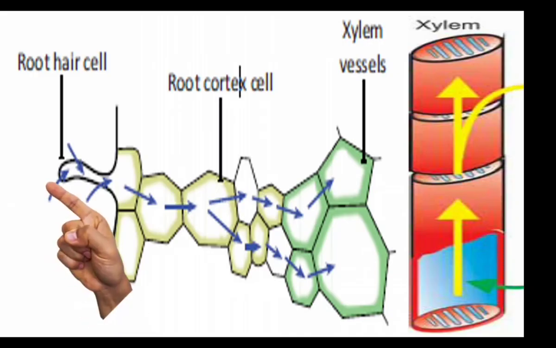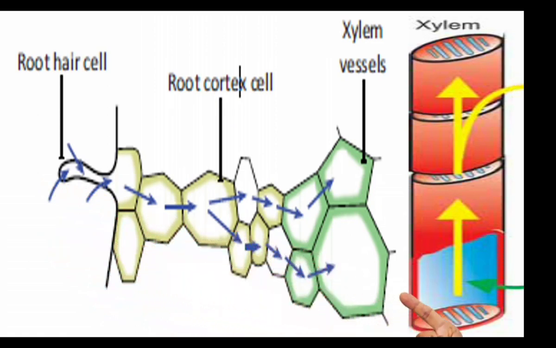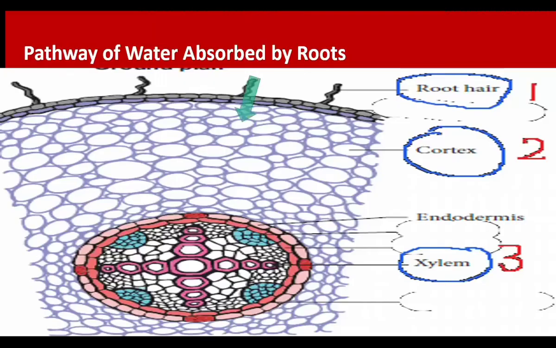Let us see the diagram. Root hair cells absorb water. Water crosses the cortex and reaches the xylem, then moves upwards to the stem and reaches the leaves. The pathway of water absorbed by the roots takes place in two routes. Root hair cells absorb water. The water crosses the cortex and reaches the xylem. This movement takes place through two routes. Let us see one by one.